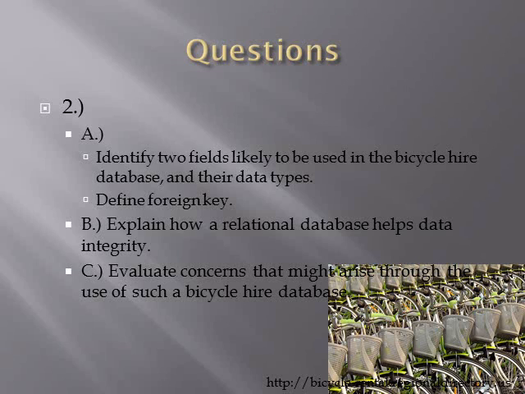So the questions are, Part 1, identify 2 fields likely to be used in the bicycle hire database and their data types, and then define foreign key. Part 2, explain how a relational database helps data integrity. And Part 3, evaluate concerns that might arise through the use of such a bicycle hire database. So go ahead, take time, and record your answers.